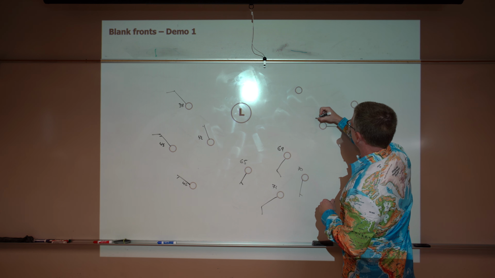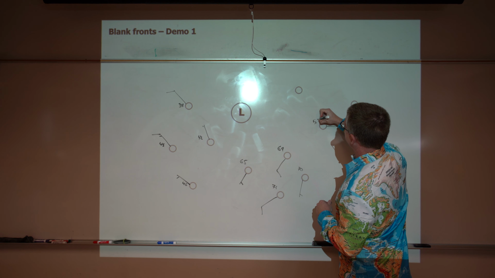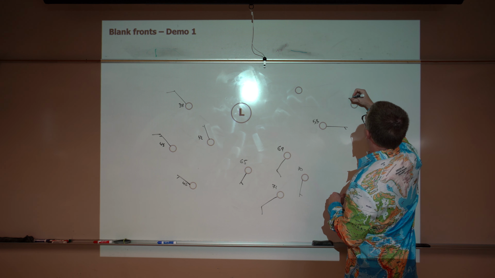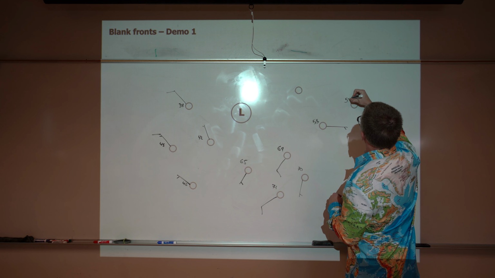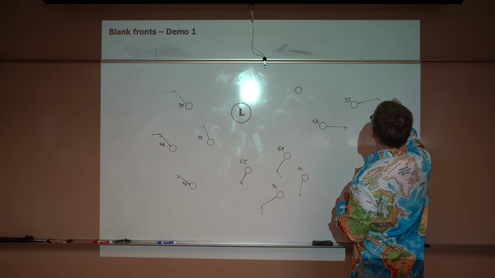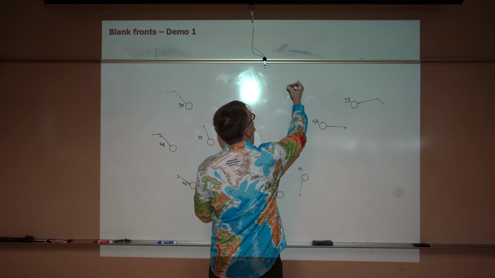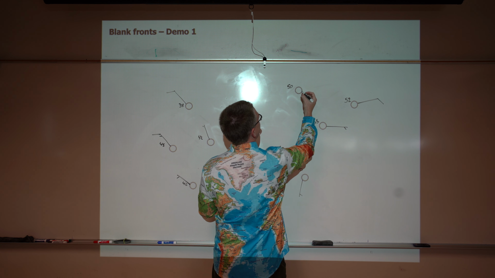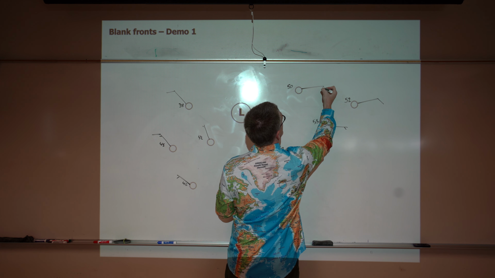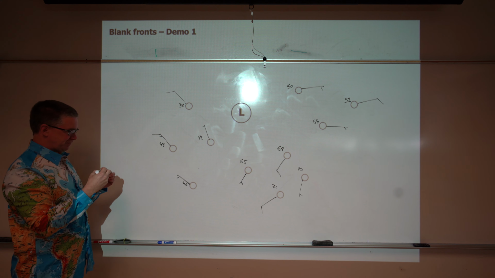5-knot east wind here. We'll give this, let's call this 55 degrees. 52 degrees here. Give that a 10-knot wind, again, kind of east-northeast there. And let's give this one a 50-degree, 5-knot wind, again, almost out of the east.